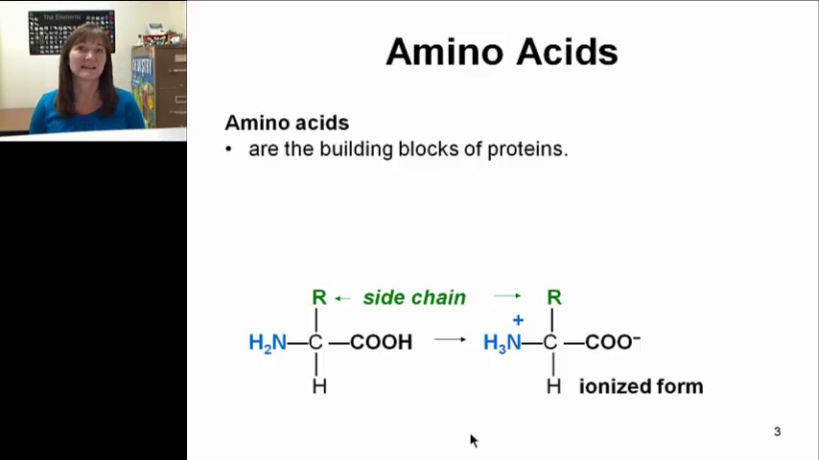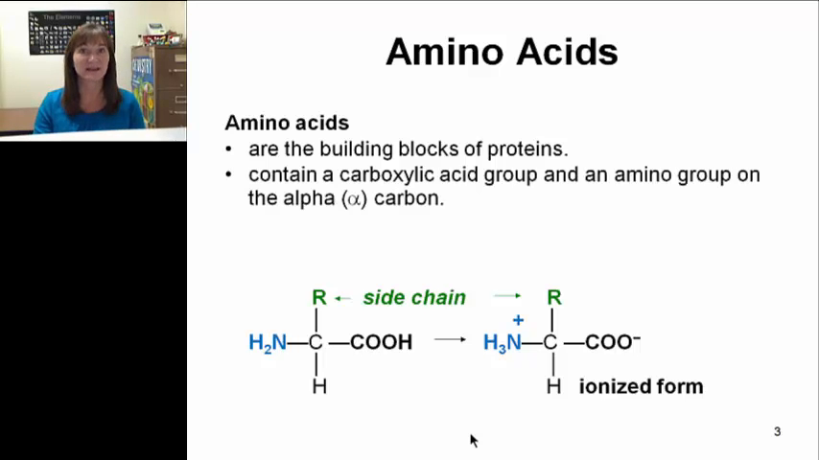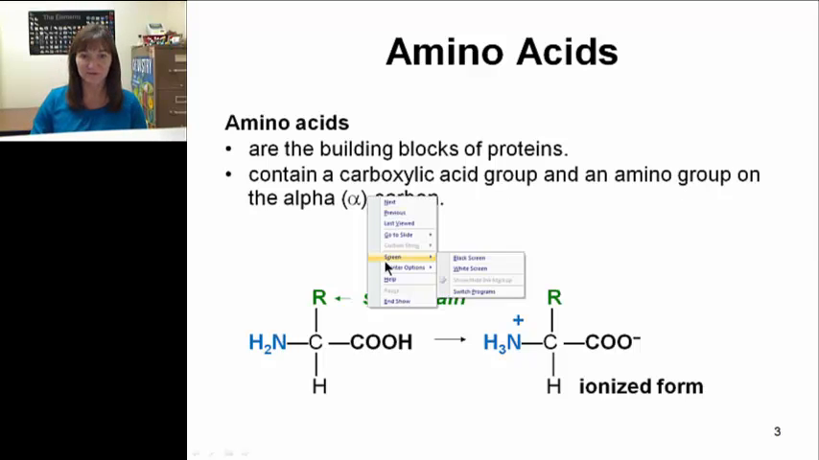So amino acids, as I said before, they're the building blocks of proteins. They're the molecules that we make proteins out of. They contain a carboxylic acid group and an amino group on an alpha carbon. So let me just refresh here for you real quick.